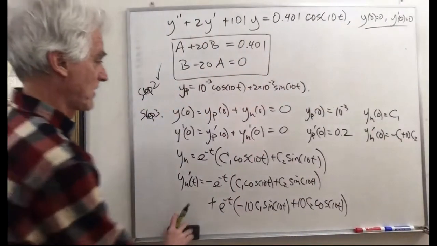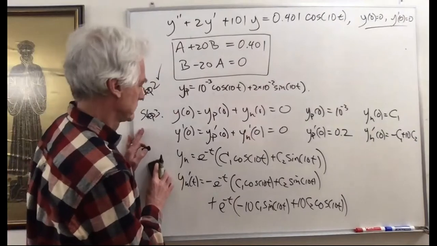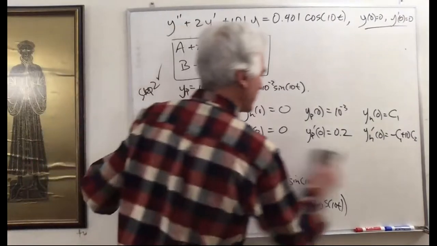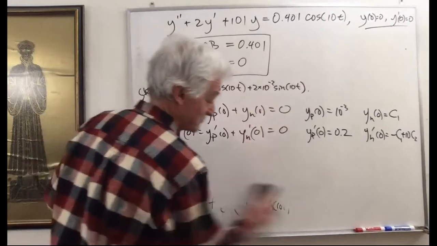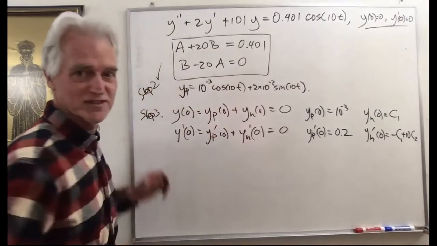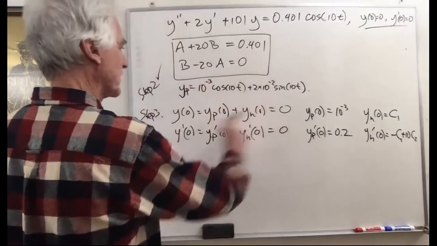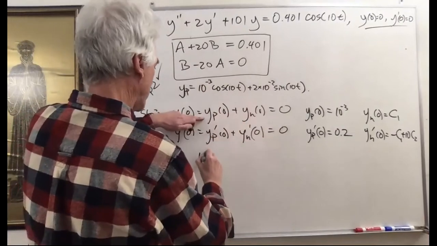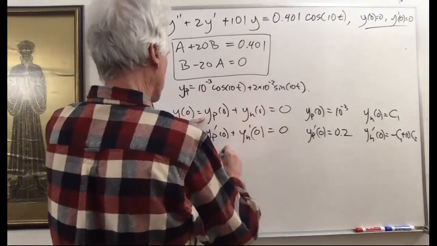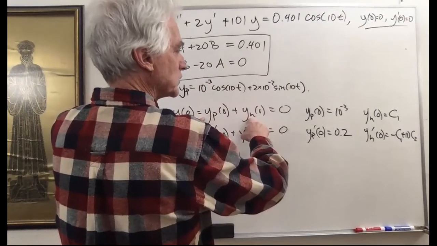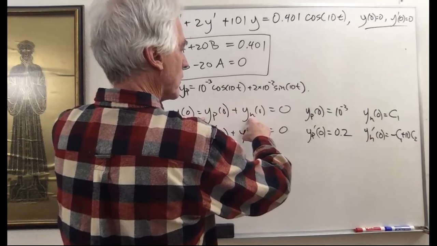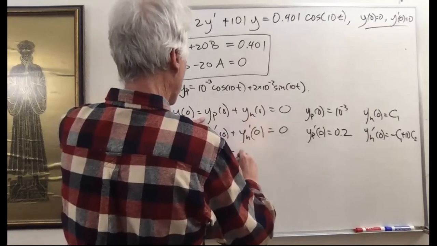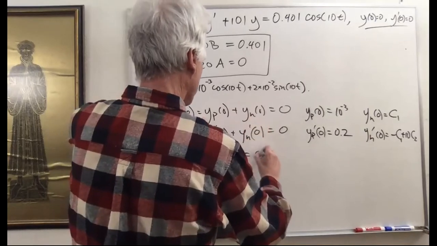Okay? All right. So that looks familiar. Of course, I did this before because I didn't want to mess up. So what do these equations become? yp(0) is 10 to the minus 3, plus yh(0), which is C1, and I'm going to set that equal to 0.